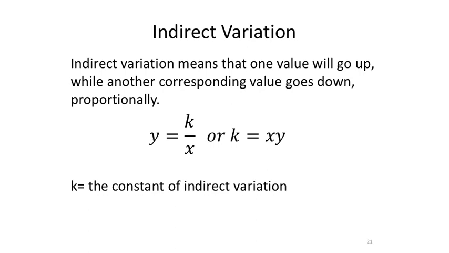Indirect variation happens, I like to think of gas, not like food you eat, but like gas, right? As you drive more, the more you drive, the less gas you have in your tank. That's an inverse or indirect variation. As one goes up, the other one goes down.